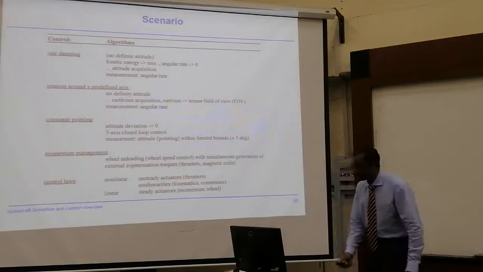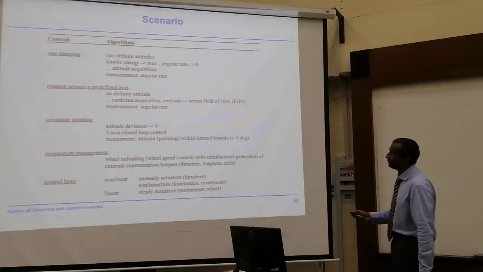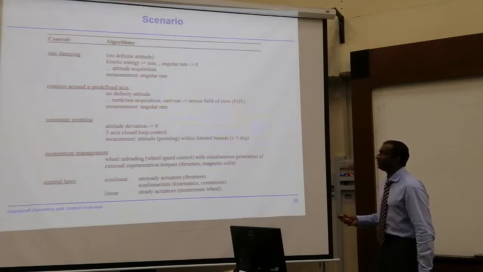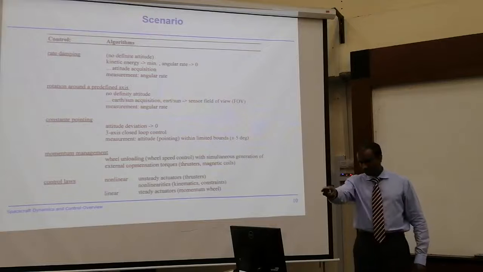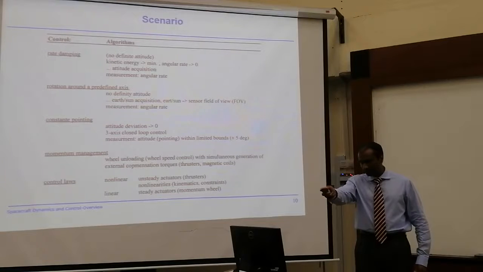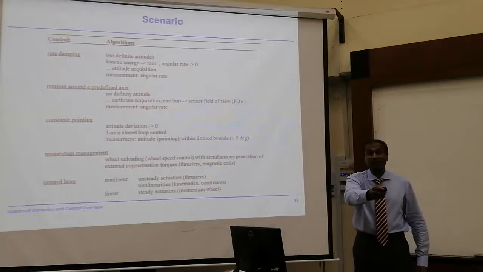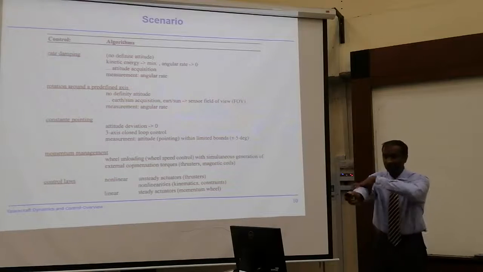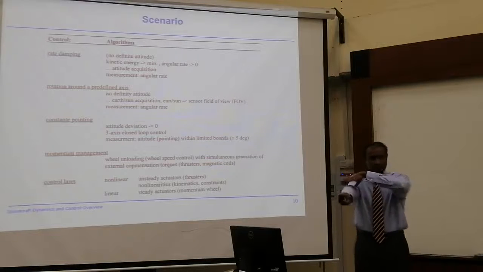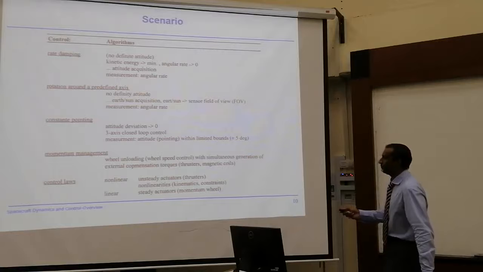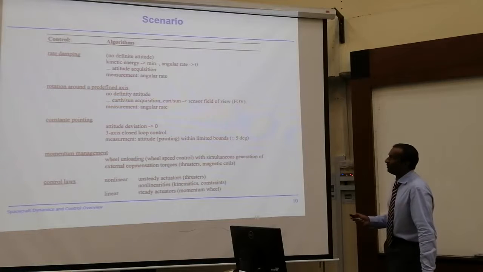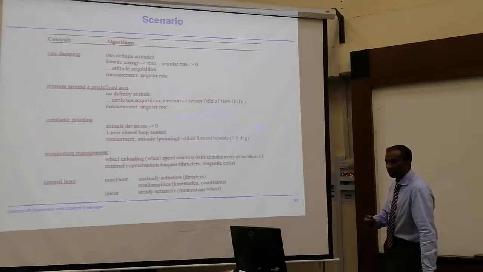Then you have a rotation around a predefined axis. This is basically for slew maneuvers. I want you to point here, planet Earth. I want you to point 45 degrees from here. This action can also be done when you give enough torque. Torque is going to turn you. Rotation. Momentum management. When you have rate damping, rate damping means what? That means you have more and more torque. When you have more and more torque, obviously you should have a change of momentum.